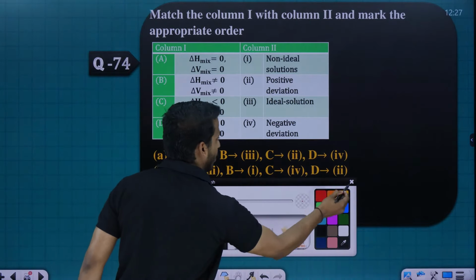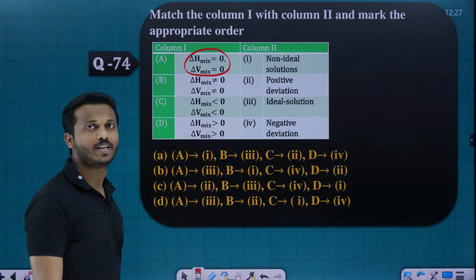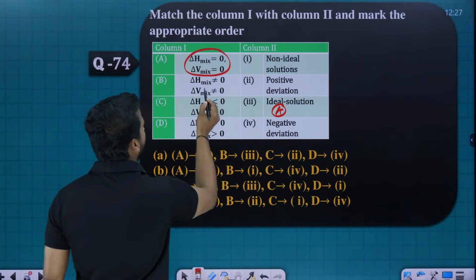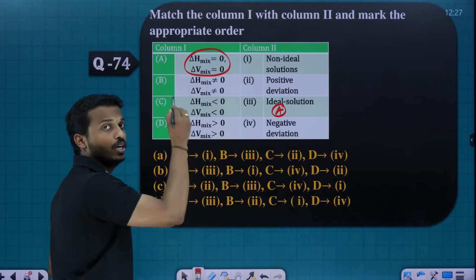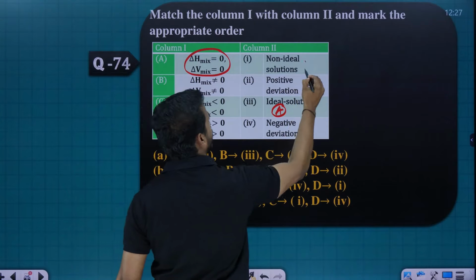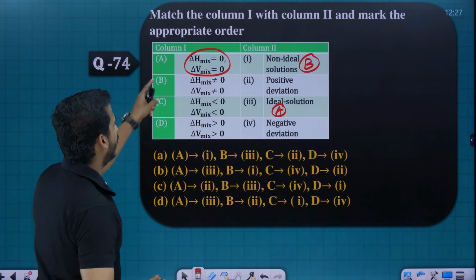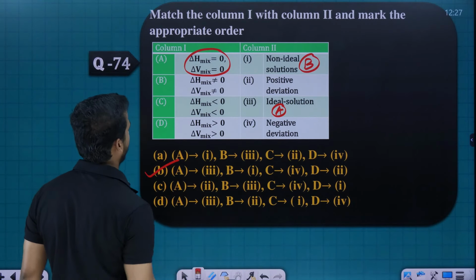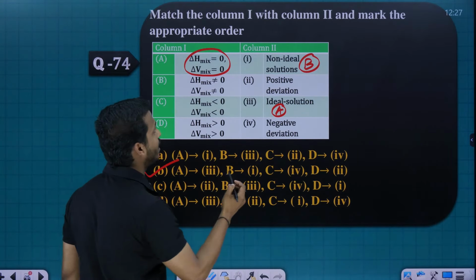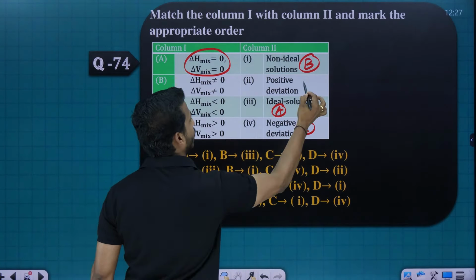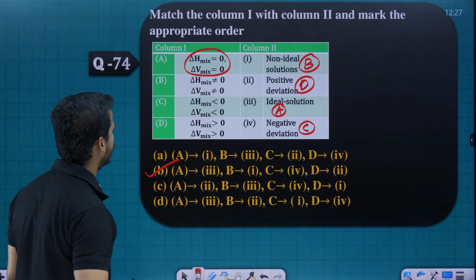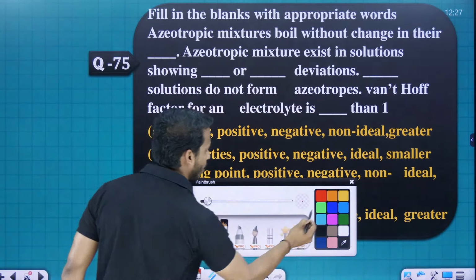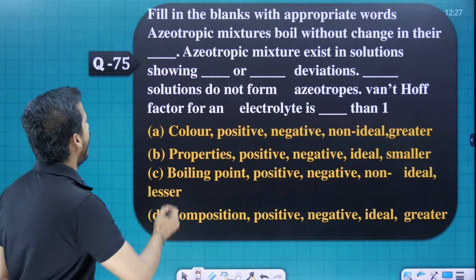Match the following. Delta H mixing 0, delta V mixing 0. Which solution? Ideal solution, right? So A we can match with the third one. Delta H mixing not equal to 0, delta V mixing not equal to 0 means non-ideal solution. So this is B. A3, B1, right? B2. And delta H mixing less than 0 is negative deviation, and delta H mixing greater than 0 means positive deviation. So C with the fourth one, right? Yes, C4. Correct.